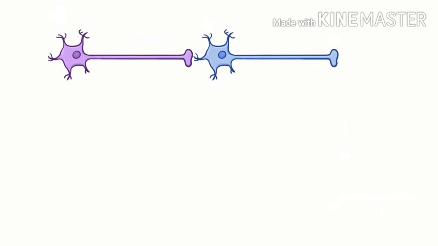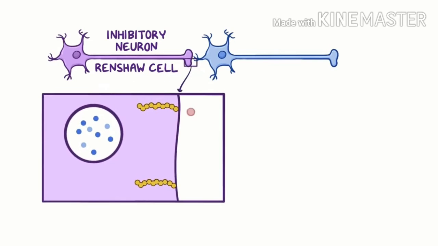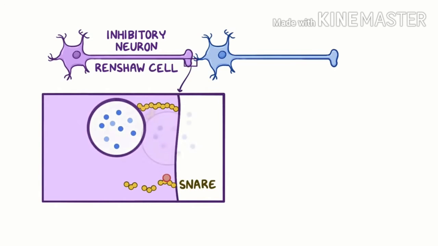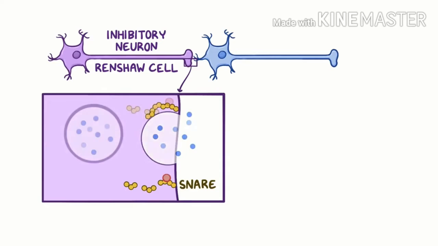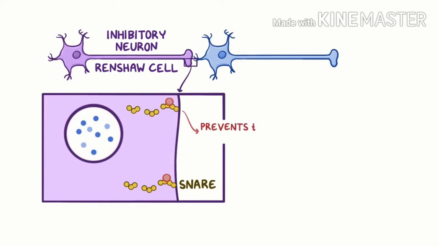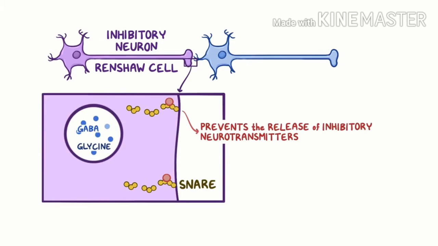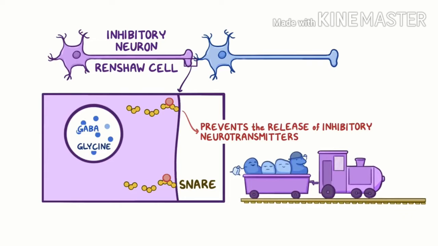Tetanospasmin works by entering special inhibitory neurons called Renshaw cells. Once they get inside, tetanospasmin cleaves snare proteins, which are proteins that pull vesicles that are loaded with neurotransmitters to the neuron membrane. When the snare proteins are cleaved, it prevents the release of inhibitory neurotransmitters, like glycine and GABA. You can think of snare proteins as the rails, and the vesicles as trains that are loaded with neurotransmitters. The tetanospasmin destroys the rails so that the trains can't move.